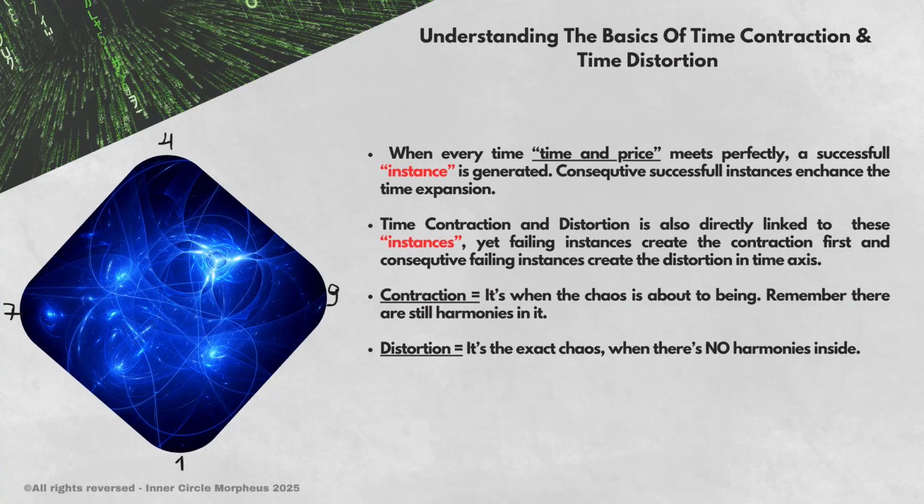A successful instance is generated when time and price meet perfectly, and consecutive successful instances enchant the time expansion as well. Time contraction occurs when time and price are not matched perfectly. This mismatch contracts the time, and if this occurs consecutively, we observe the time distortion. We can basically say that contraction is when the chaos is about to begin. Remember, there are still harmonies in it. And the distortion is the exact chaos, and there's almost no harmony inside.